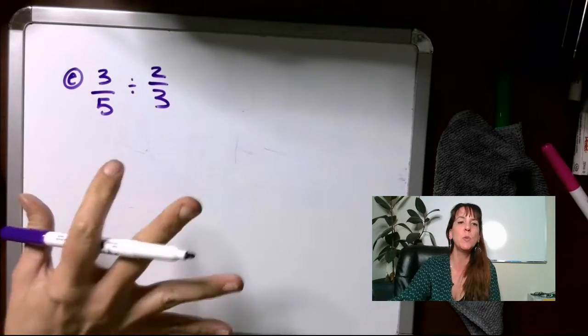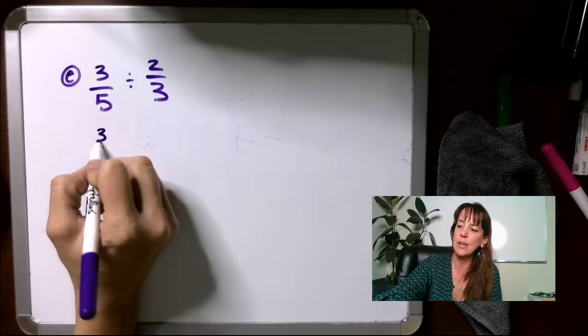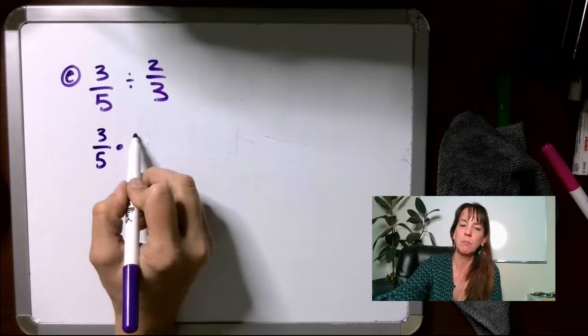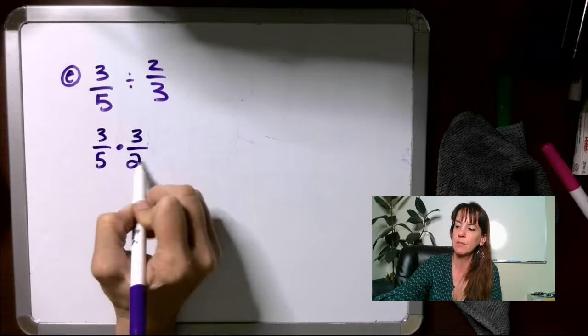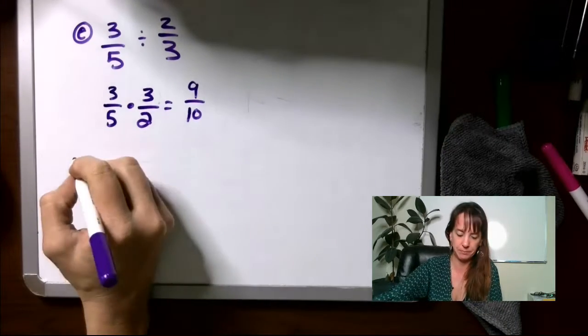Guys, the way that I am doing these, you need to be writing them down like this. In your book, you should be writing the question. Then you're going to be writing the multiplication by the reciprocal equals 9 over 10. Yours should look like that.